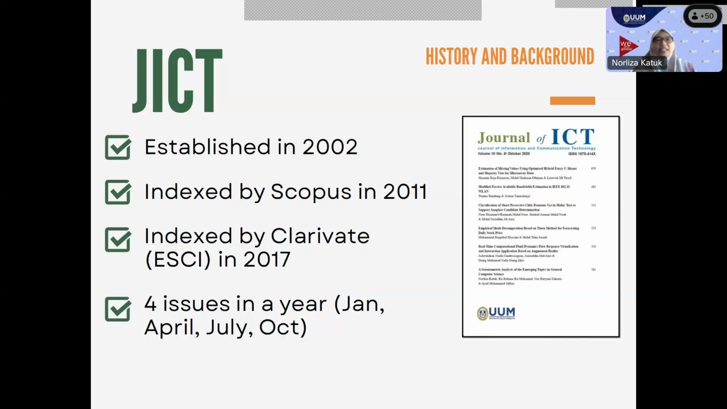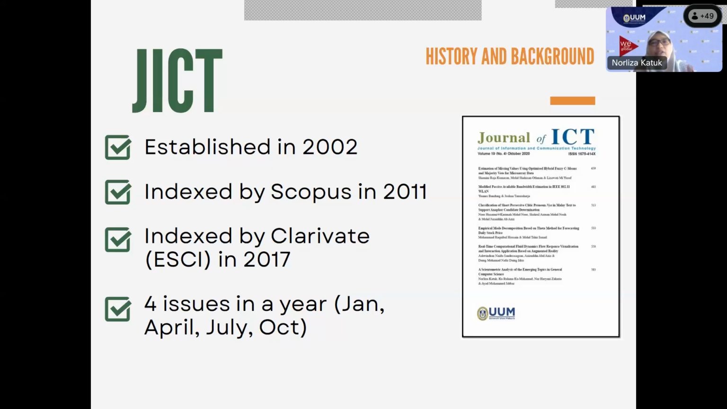JICT, the Journal of Information and Communication Technology, was established in 2002. So now this is our 22nd year of establishment. The journal was indexed by Scopus in 2011, and later it was indexed by Clarivate, which is ESCI, Emerging Sources Citation Index, in 2017. We have 4 issues in a year, which we publish in January, April, July, and October. Our recent issue was just published last month.